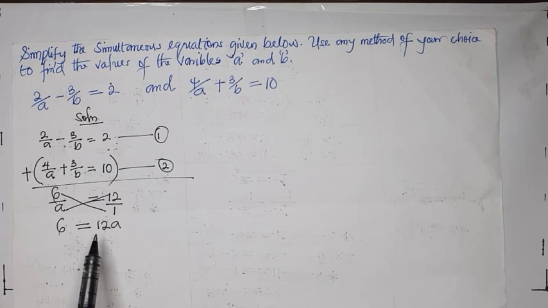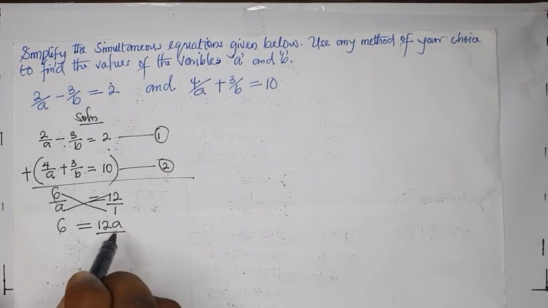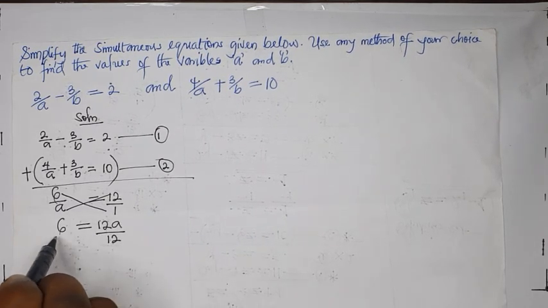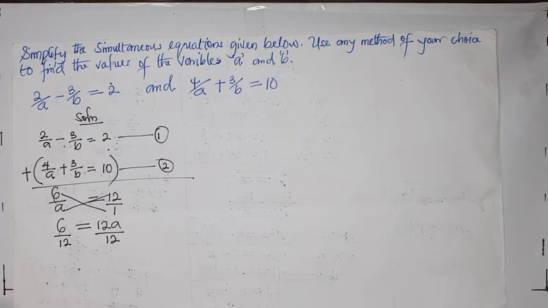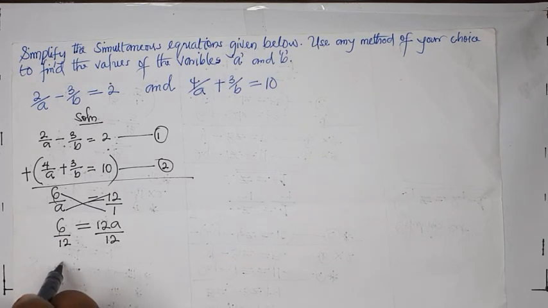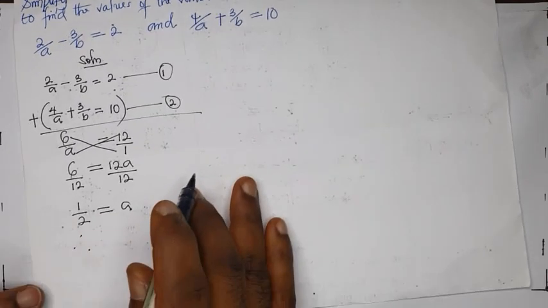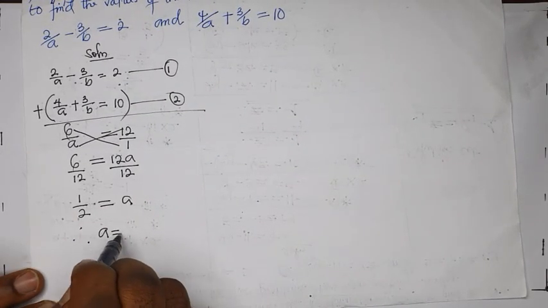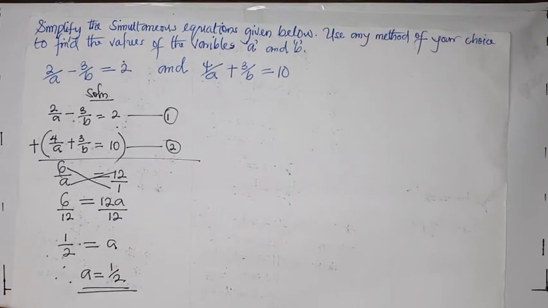Now, my a is still carrying 12 along. I need to release the 12. The only way to do that is to divide both sides of this equation by the coefficient of a, which is 12. So I'm dividing 6 by 12 as well as 12 by 12. And when you do that, 6 divided by 12 is the same thing as half. It reduces to 1 upon 2 is equal to a. You can rewrite this as saying that a is the same thing as 1 upon 2. Done. All right.